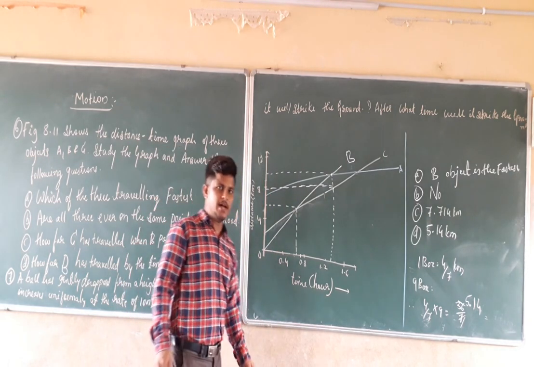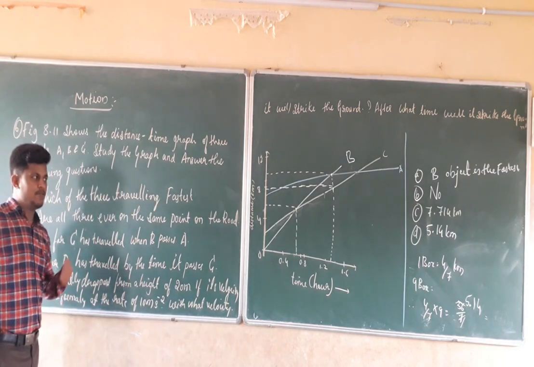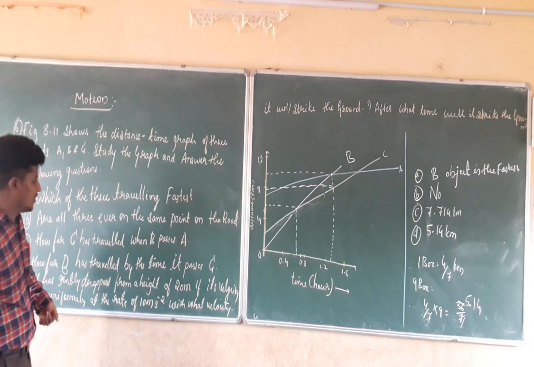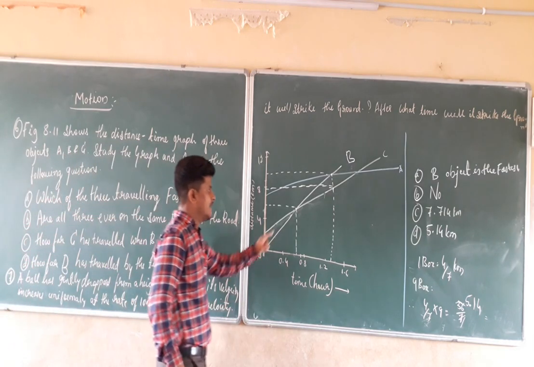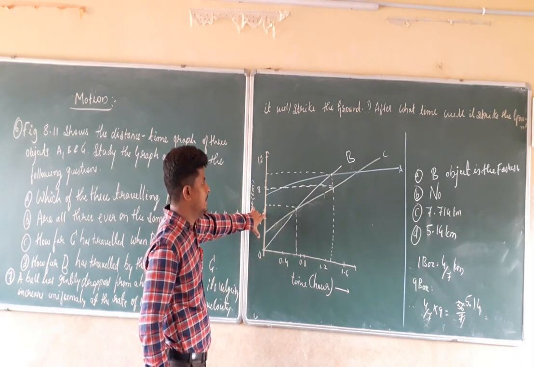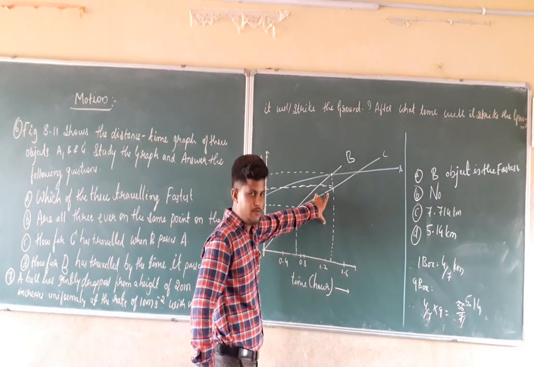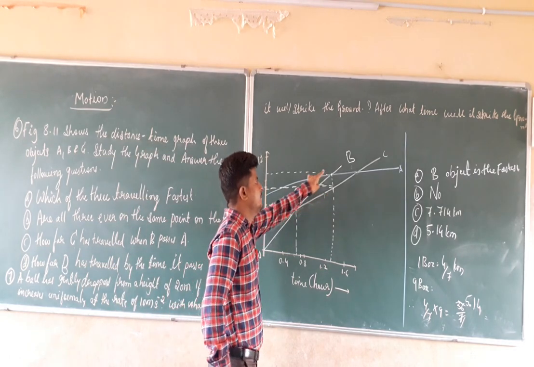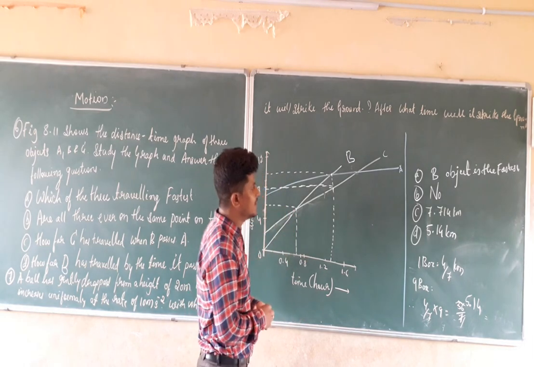That is nothing but B has travelled 5.14 kilometers by the time it passes C. In the same manner, C is going to cover 7.714 kilometers by the time B is going to pass A. So these are the answers for the sixth question.